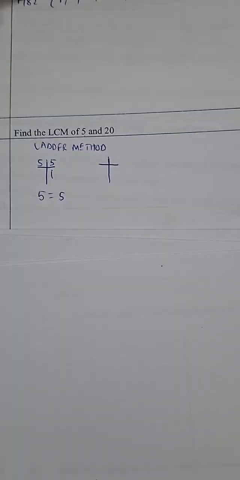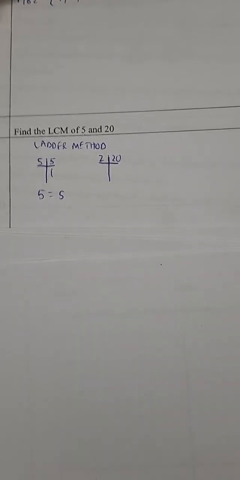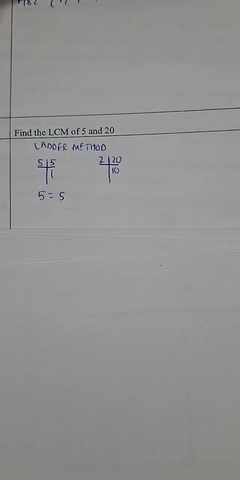Then we go to 20, we do the same thing. What are the prime factors? The smallest prime number that goes into 20 is 2. How many times does 2 go into 20, guys? Yes, Shami, 10 times. Very good. Thank you in the comment section.